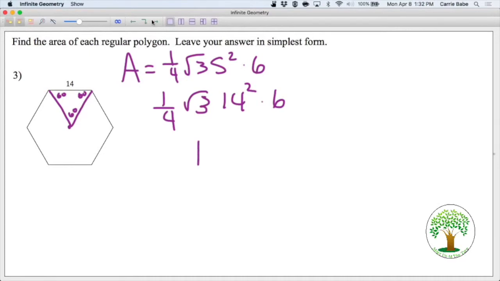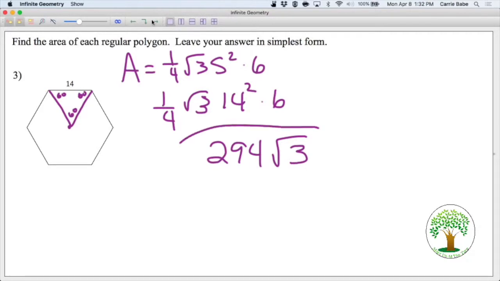1,176. 1,176. Do I have somebody who confirms that? No. 14 squared times 6. Oh, do your 1/4 next. Oh, I didn't do the 1/4. Wait a minute. 294. That's what I got. Okay, and then what do I do with the square root 3? It's 294 square root 3. Tack it on at the end, yes, because we multiply it.